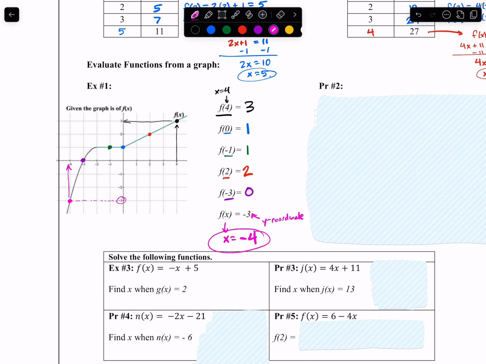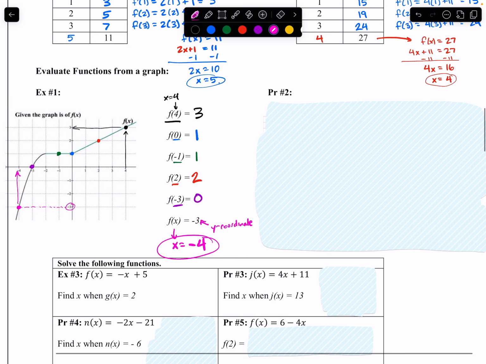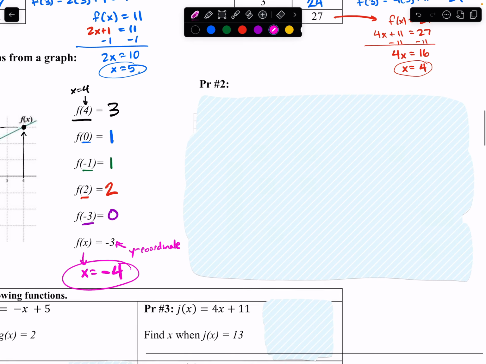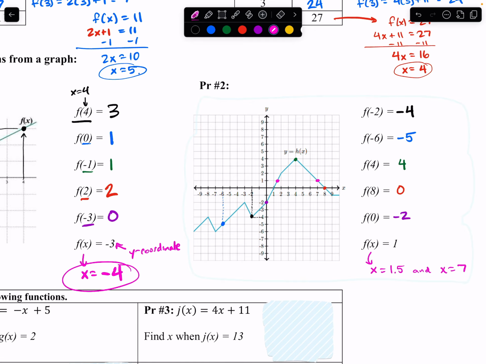There we go. Try practice problem number 2. It's just like this one. Pause the video, do the work, and then come back and check your answers. All right. There we go. So you're given various inputs, and you can find the outputs. I've color-coded them here. So there's that when x is -2, y is -4. When x is -6, y is -5, and so on.